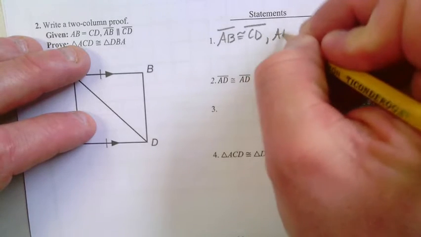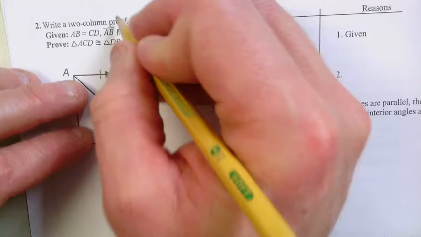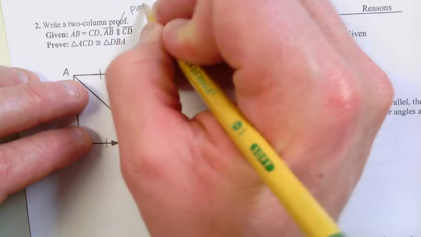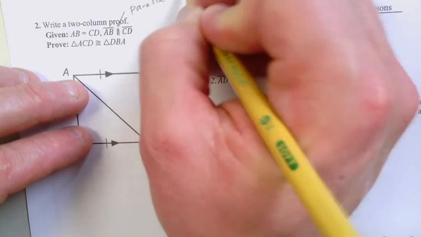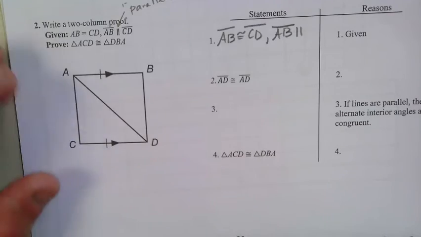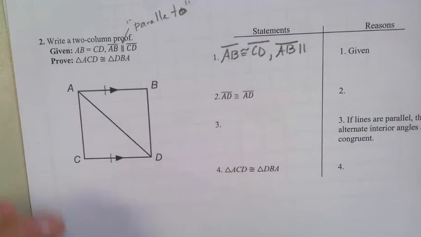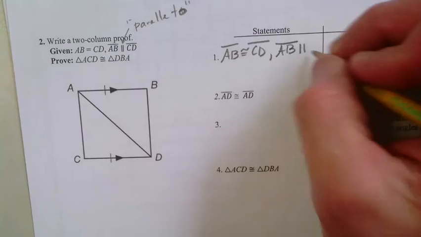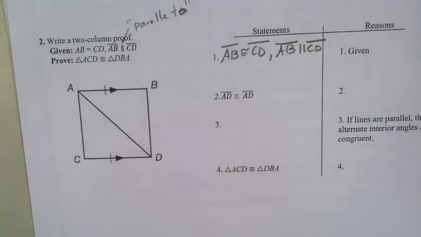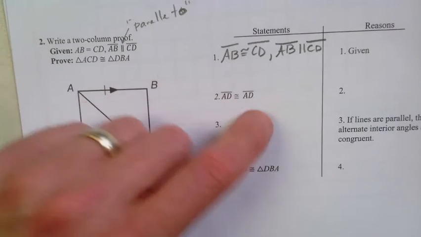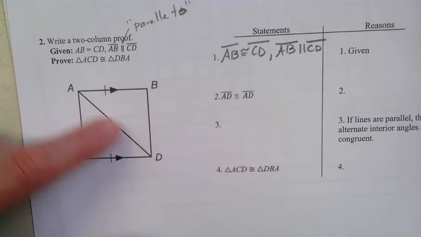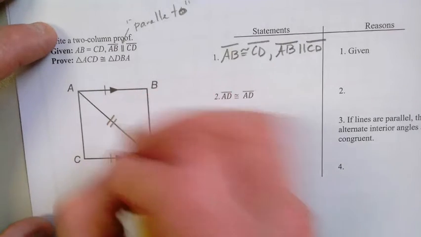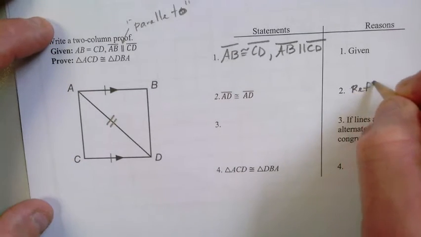And then that AB is parallel, remember that those vertical lines mean parallel to, CD. Now it says AD is congruent to AD. How do we know that this segment's congruent to itself? Well, it's one of those properties we've been talking a lot about. It's the reflexive property.